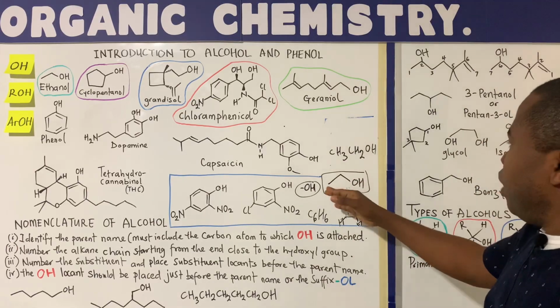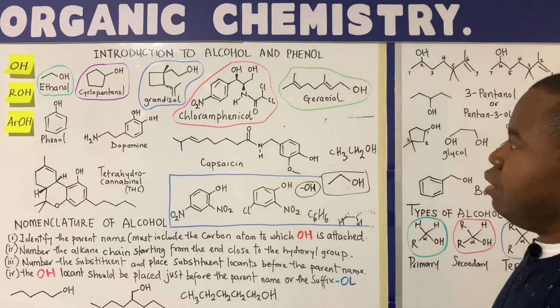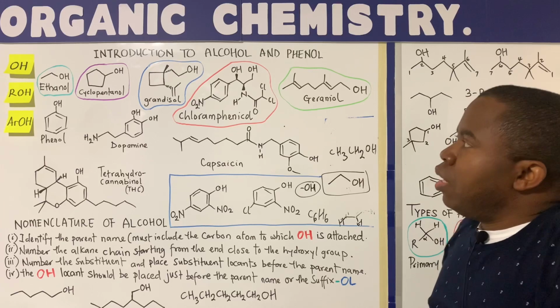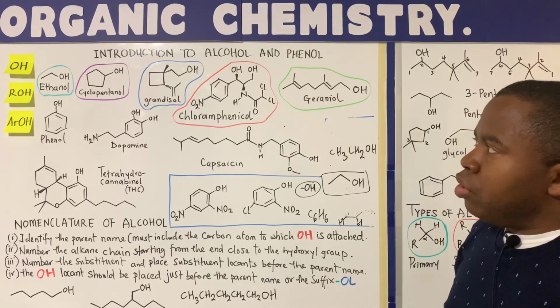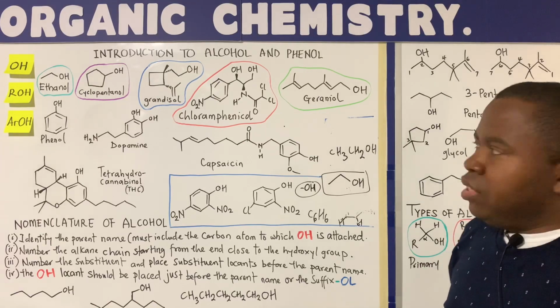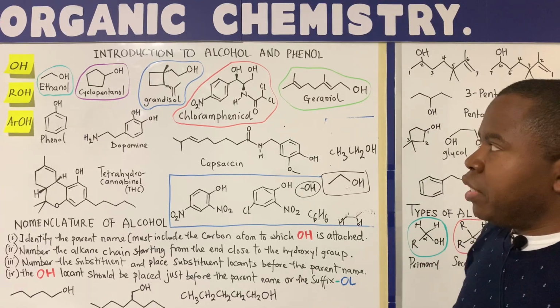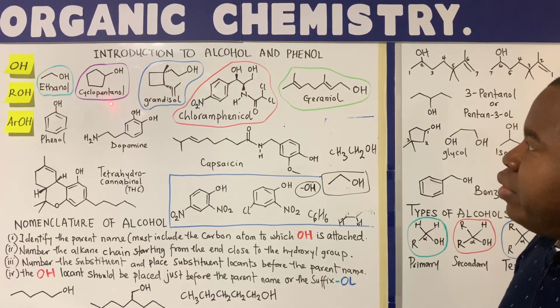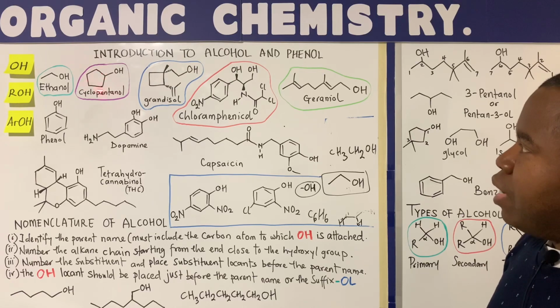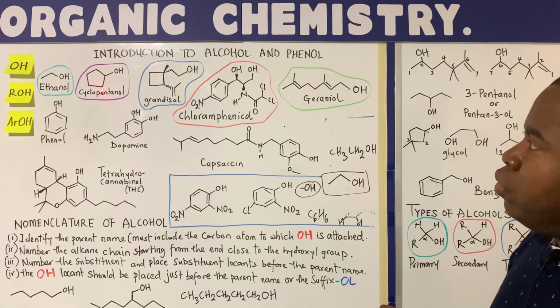So in this case, we have ethanol, and ethanol is a common alcohol that is often used in the industry and also in making the popular alcohol that we drink. And we also see here cyclopentanol. So this is a cyclic alcohol. Cyclic because it's a closed ring here. It's an alkyl group though, but it is closed. So it is a cyclopentanol.